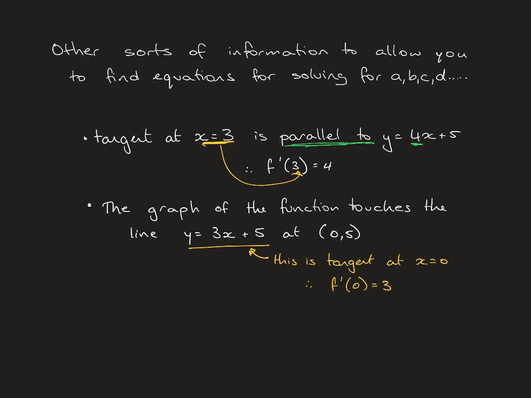The other thing they might say is something like the graph of the function touches the line y equals 3x plus 5. If the graph of the function touches the line, and that's the key phrase there, touches the line, and doesn't cut it, then that means it's a tangent. And it's the tangent at x is equal to 0. That's where it touches. And so from that, we can deduce that the derivative evaluated at 0 is equal to 3.